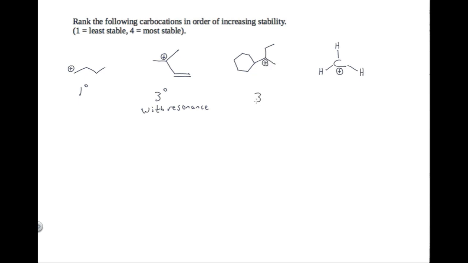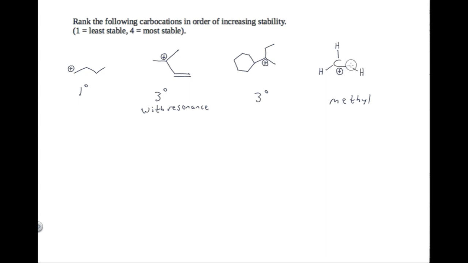Here's another tertiary carbocation. This carbon is connected to three carbon chains, but there's no resonance here. There's no lone pairs or pi bonds that can shift towards the positive charge. And this is what we would call not a primary, but a methyl carbocation, because this carbon is attached to zero other carbon chains.